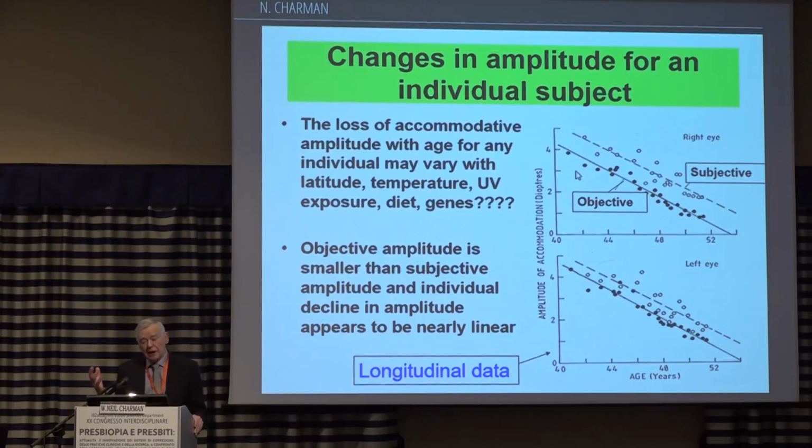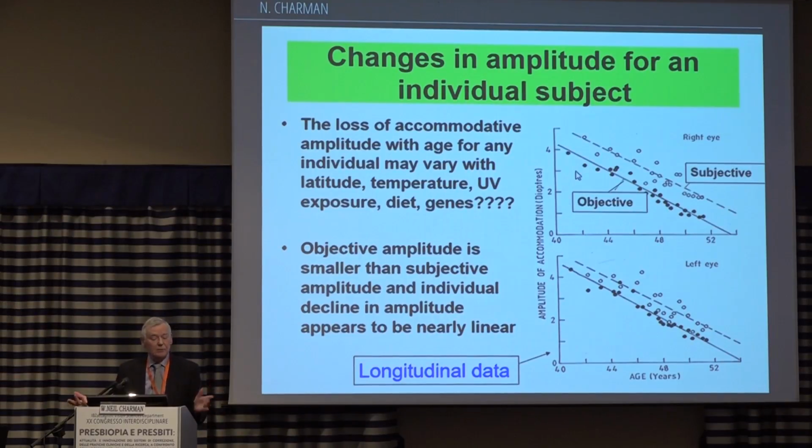Now, those were cross-sectional results, transverse results, where you took groups of people of different ages and measured their amplitudes. If you follow an individual subject, and this is me in not my prime, but younger years, it's quite interesting that they tend to decay pretty well linearly. If you measure it subjectively, you get slightly higher values. But as you age through your 40s, the decline in amplitude is almost linear.